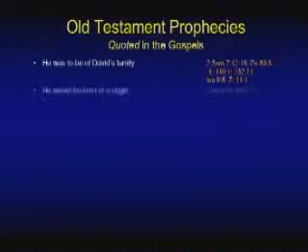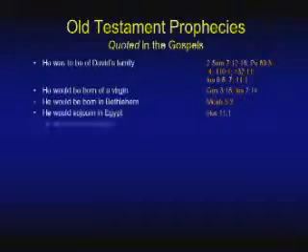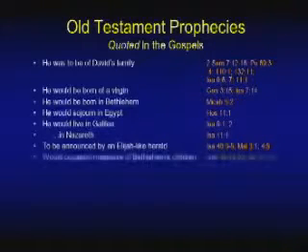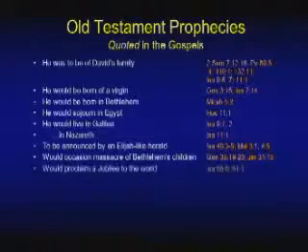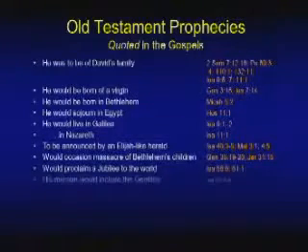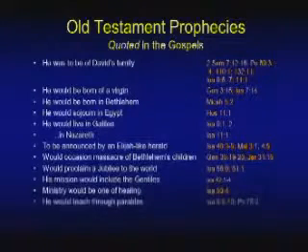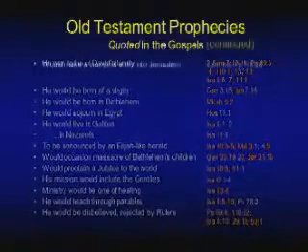That he was to be of David's family. He would be born of a virgin. He'd be born in Bethlehem. He would sojourn in Egypt. He would live in Galilee. Each one of these is from the Old Testament. In Nazareth. He'd be announced by an Elijah-like herald. This would occasion the massacre of Bethlehem's children. It would proclaim a jubilee to the world. His mission would include the Gentiles. His ministry would be one of healing. He would teach through parables. He'd be disbelieved and rejected by the rulers.